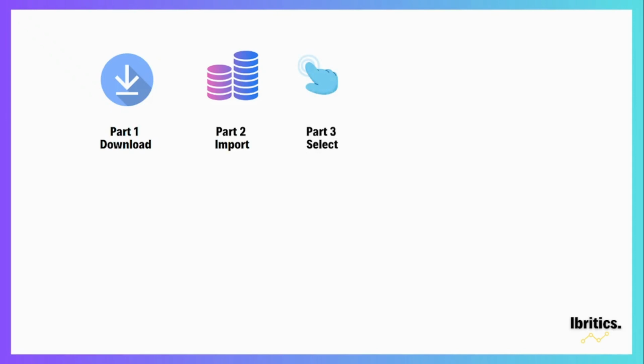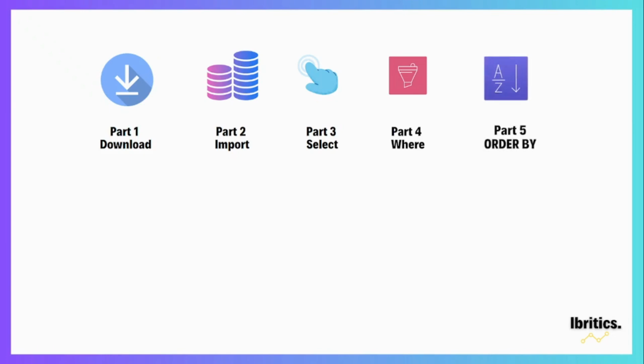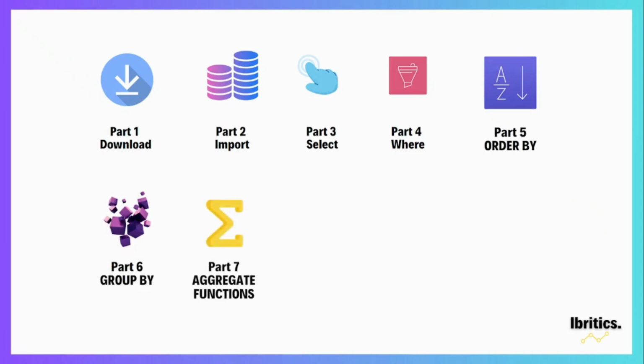In the third part, we are going to learn how to use the selection queries. The fourth part is going to be about the where query, to filter parts of the query and get the filtered results. The fifth part is about ordering the results by the column. The sixth part is grouping the results by one variable. Then we are going to see how to use the aggregation functions with the group by.